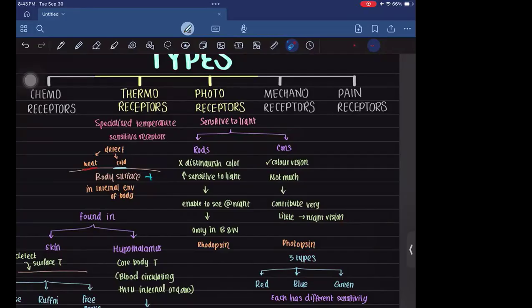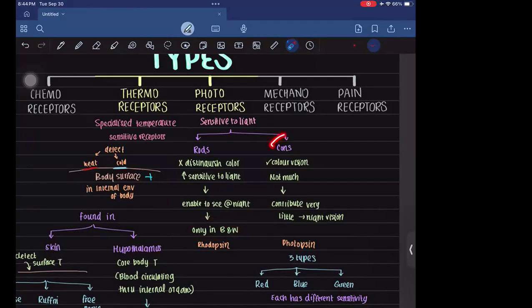Rods are highly sensitive to light. So even if there is a little bit of light, rods will get activated and enable you to see. Since they are highly sensitive to light, this is important for you to see at night. They enable night vision. But the drawback is, since they are not able to distinguish colors, you will be able to see at night only in black and white.